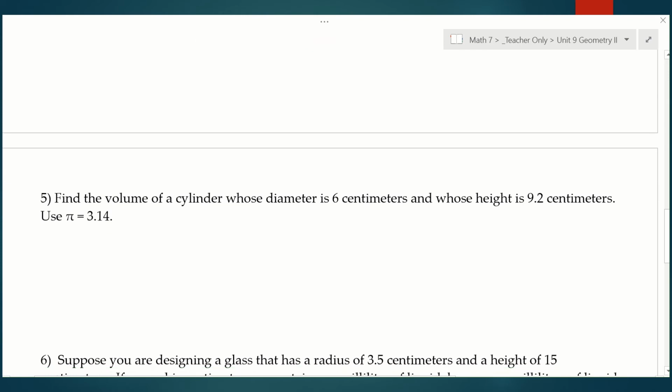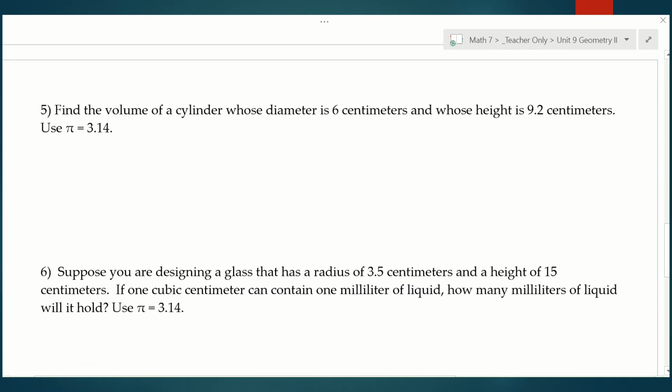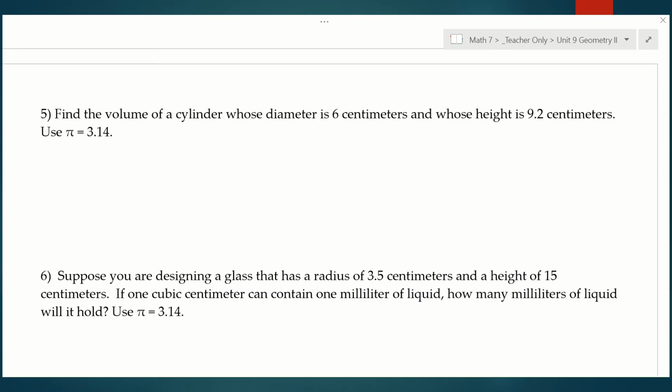All right, number 5. Find the volume of a cylinder whose diameter is 6 centimeters and whose height is 9.2 centimeters. Use pi equals 3.14. Okay, so a couple of things. They give us the diameter is 6 centimeters, but I know that in my formula I need the radius. So remember, the radius is half of the diameter. So I'm just going to write right up here the radius would be 3 centimeters. They give us the height, which is something else I need, and they tell me what to use for pi.